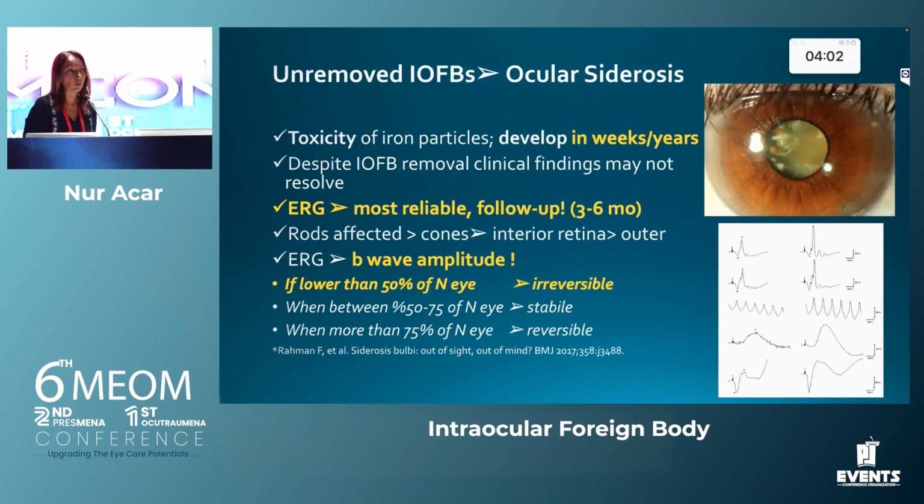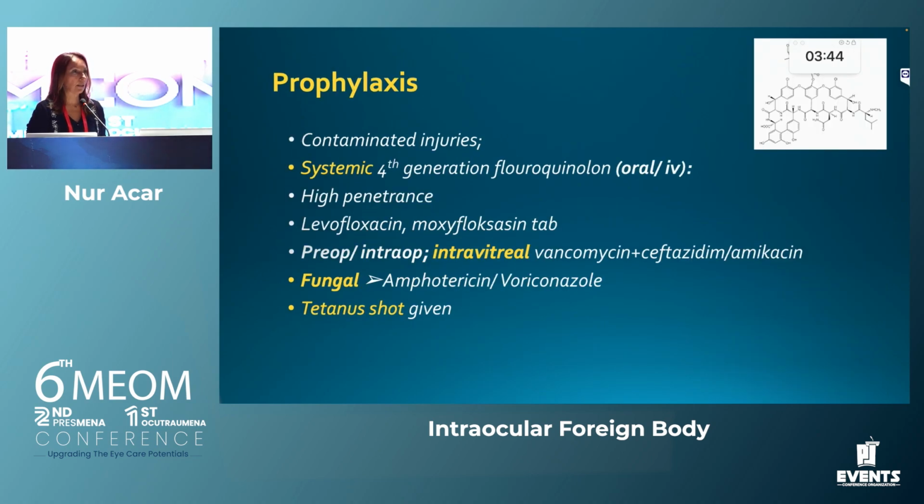But sometimes there are exceptions. If it is a chronic, old foreign body, and visual acuity is really high, we can discuss it with the patient and follow up, but the follow up should be with ERG, and the B wave amplitude we should always check. If it is less than 50% of the other eye, the visual decrease becomes irreversible.